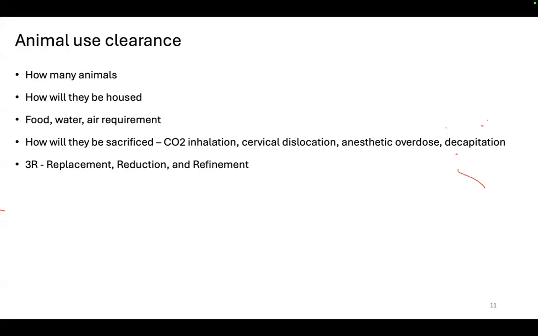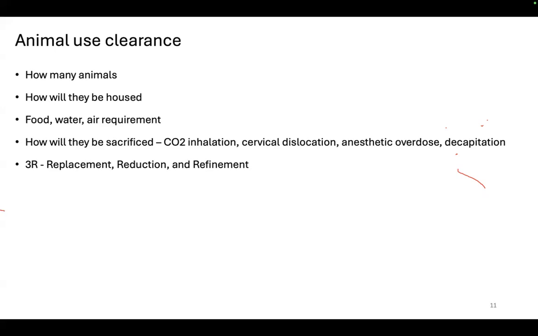In the other regime, it's called reduce, reuse, recycle. In case of animal use, it's called replacement. For example, do you have to use an animal, or can the experiment still be done on cells? Reduction: do you need six animals, or can it be done in three? For example, if you're working with something like sex differences, does it behave differently for males and females?